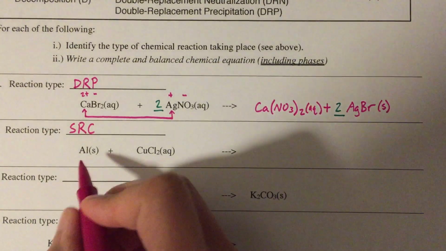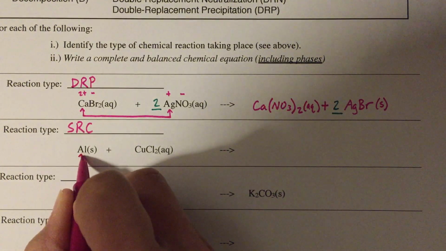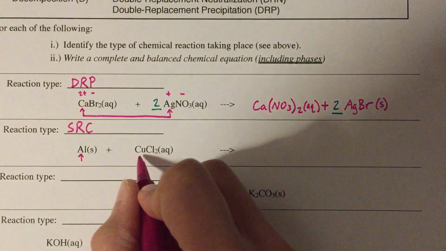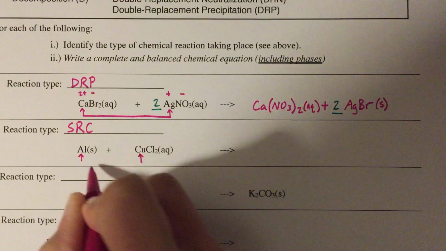And what that means is aluminum is going to switch places with the cation in the compound, which in this case is copper.